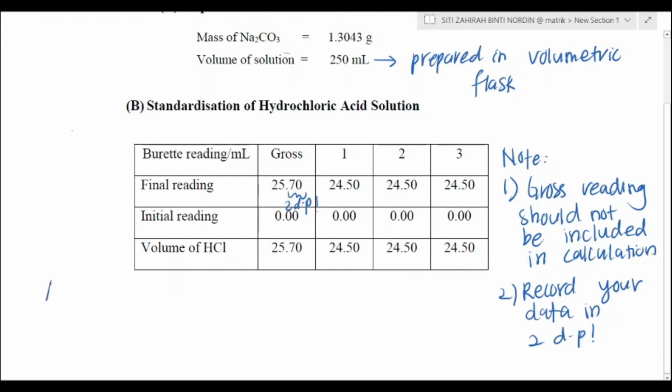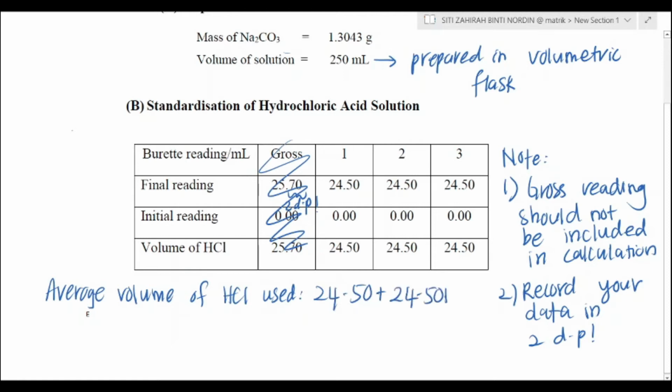Next, you need to calculate the average volume of HCl used. Remember that the gross reading would never be included in calculation. So you need to calculate the average between the first, the second, and the third titration data. That would be 24.50 ml. Your final answer should be recorded in 2 decimal places because HCl is used in the burette.